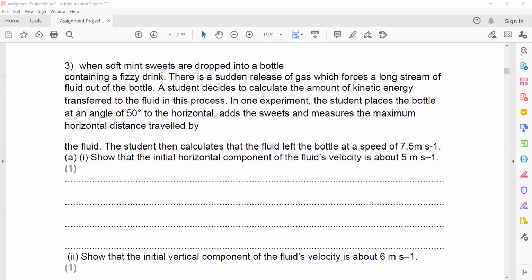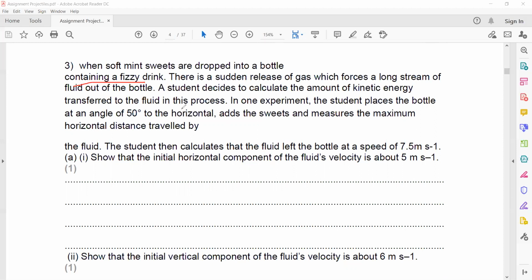Another question. When soft mint sweets are dropped into a bottle containing a fizzy drink, there is a sudden release of gas which forces a long stream of fluid out from the bottle. For example, if you have a soft drink or a fizzy drink, like Sprite or Coke, and you add soft mint to this, the liquid, the stream, the gases will come out. So a student decided to calculate the amount of kinetic energy transferred to the fluid in this process.